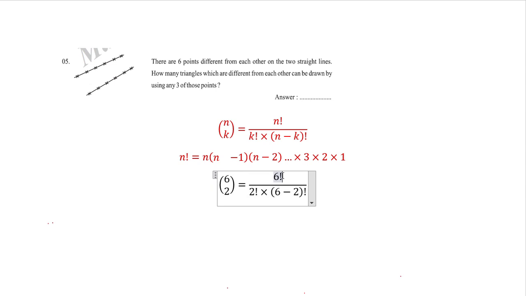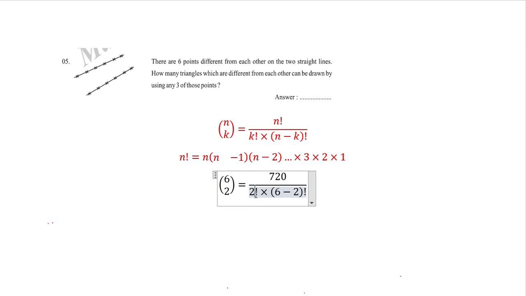If we can remember some of the general factorial values, you should remember that 5 factorial is 120. So we can just multiply by 6 and we'll get 6 factorial as 720. Or you can multiply 6 times 5 is 30, 30 times 4 is 120, 120 times 3 is 360, 360 times 2 is 720, 720 times 1 is 720.